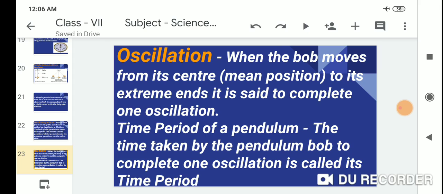Time period of the pendulum. The time taken by the pendulum to complete one oscillation is called its time period. What is the time period? The time taken by the pendulum to complete one oscillation is called its time period.